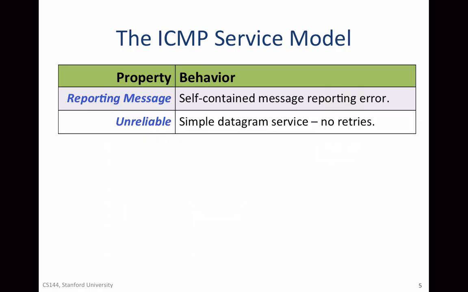So basically the ICMP service model is very, very simple. It allows it to send a reporting message, a self-contained message reporting the error. It's unreliable in the sense that it sends a simple datagram. It doesn't attempt to resend it. It doesn't maintain any state of the messages that it sent. It simply sends back a digest, giving an indication of what the problem was.